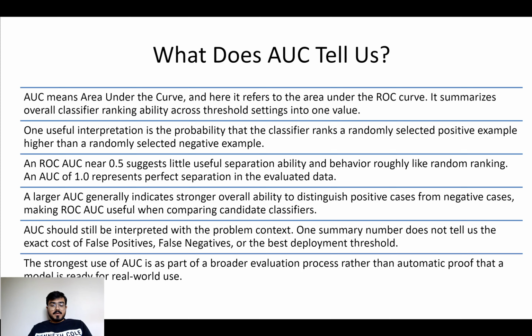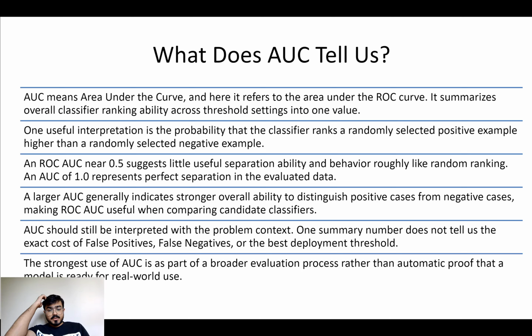For example, an AUC of 1.0 represents a perfect classifier. This means the model correctly separates every positive case from every negative case. On the other hand, an AUC of 0.5 means the model performs about the same as random guessing because it cannot reliably distinguish between the two classes.